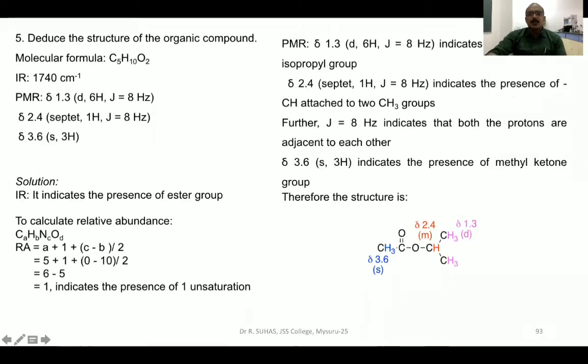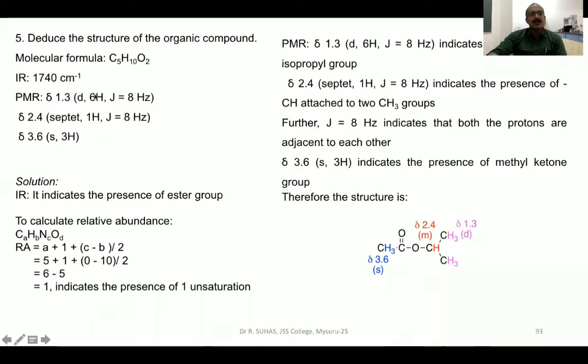Coming to fifth compound. Deduce the structure of the organic compound. Molecular formula is C5H10O2. So it cannot be an aromatic system, or there is no conjugation. 1740, it indicates that there could be an ester. PMR 1.3 doublet 6H. He has given coupling constant here, J is equal to 8 Hertz. Delta 2.4 septet 1H, J is equal to 8 Hertz. Delta 3.6 singlet 3H.